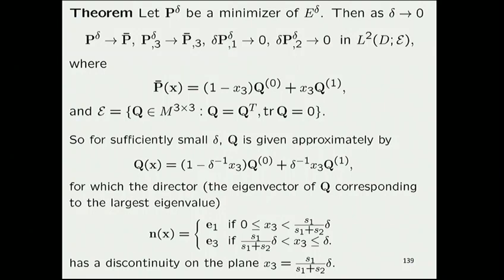And now you can look and see what happens to the director. The director is usually identified with the eigenvector of Q corresponding to the largest eigenvalue. So you find that there's a point midway, if S1 was equal to S2 it would be exactly midway, at which the eigenvector corresponding to the largest eigenvalue changes discontinuously from E1 to E3. So on this plane, x3 is S1 over S1 plus S2 delta, you have a jump in the director.